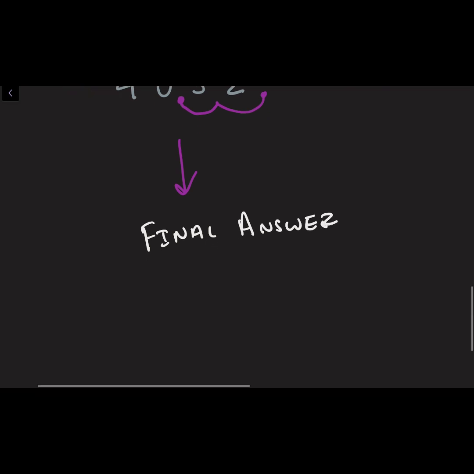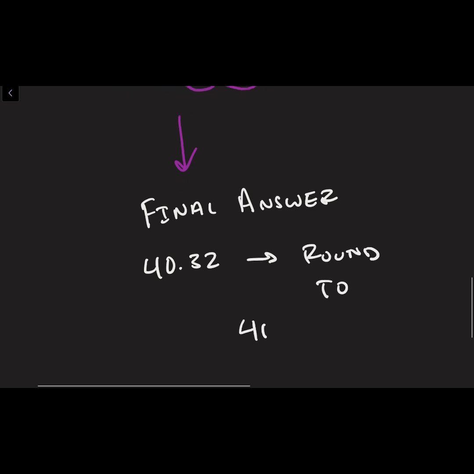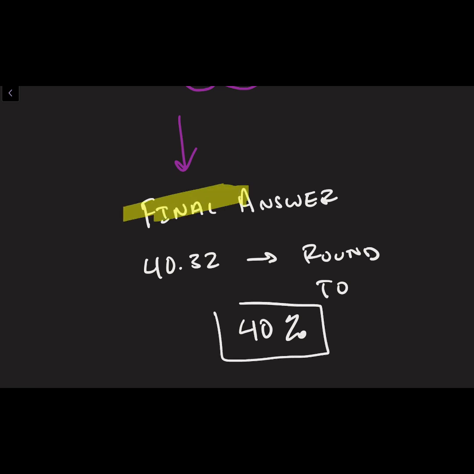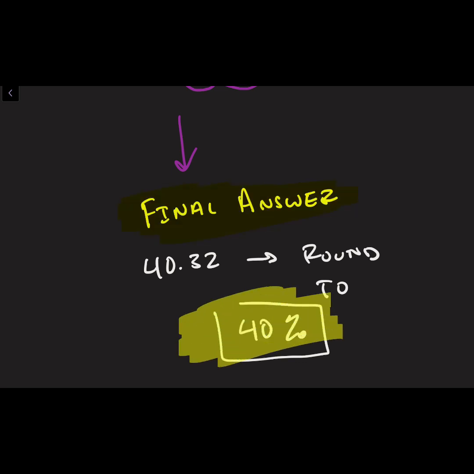giving us a final answer of 40.32, which can round to 40%. All right. And so we got 40% as our final answer of the day. If they're asking for a whole number, we're going to do 40%. But if they ask for a decimal, then 40.32.